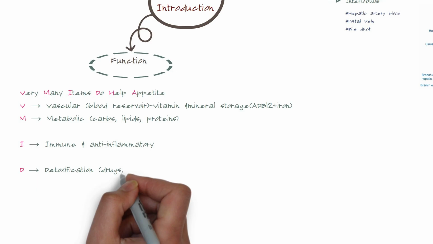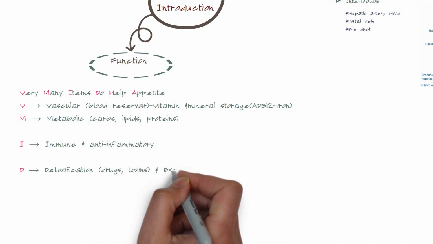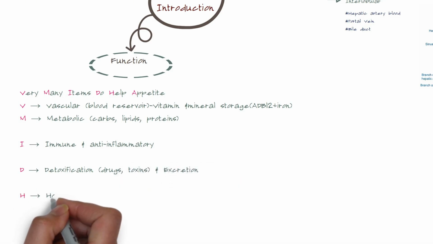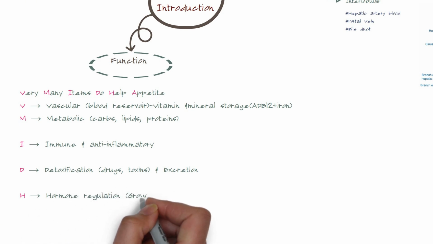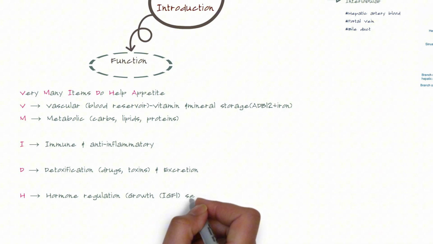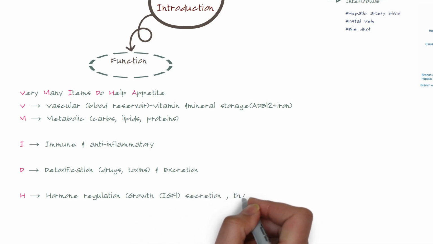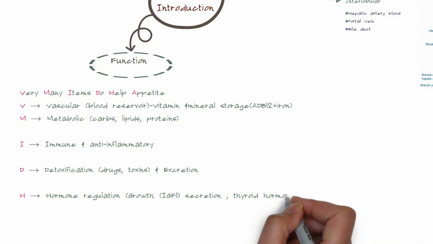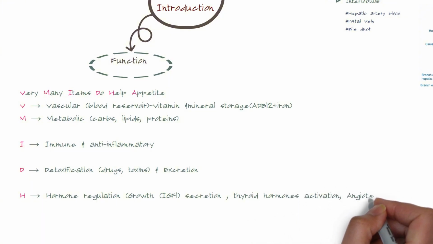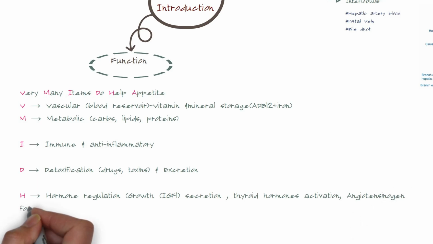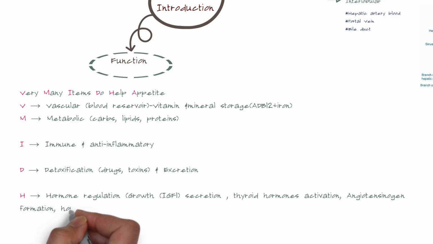The I stands for the immune and anti-inflammatory, which is also one of the important functions of the liver carried by the Kupffer cells, which secrete the cytokines, and also we are going to discuss it in more detail. D stands for the detoxification and the excretion, and detoxification is mainly for drugs and toxins, and the excretion we are going to discuss in more detail.